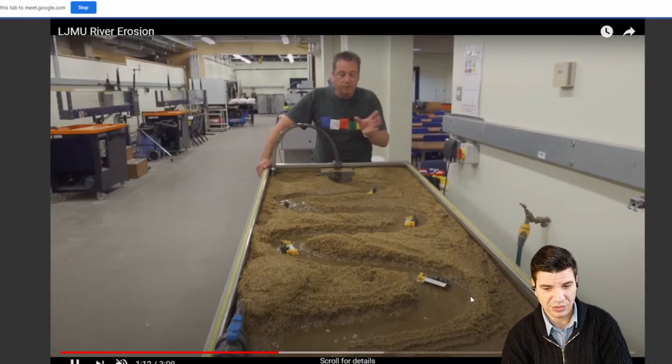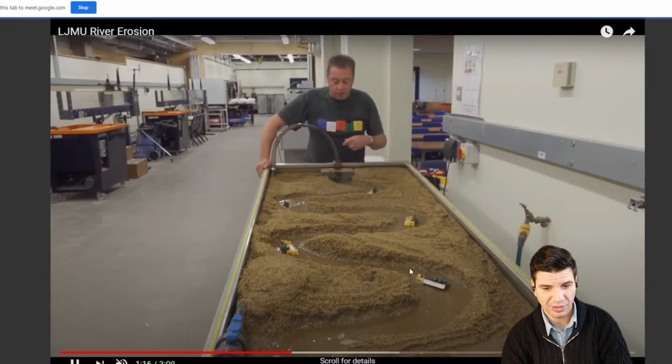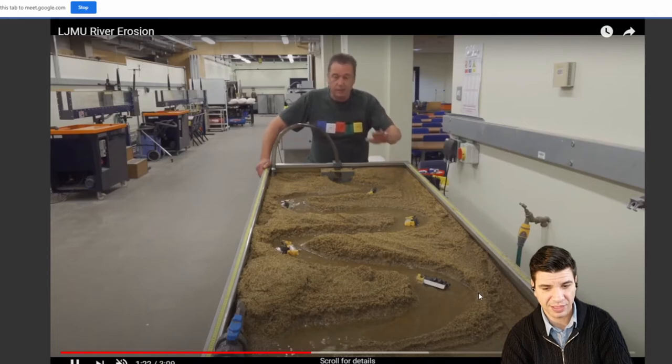And if you just watch, you can see this water is growing over here. This part is getting wider as this part on the inside is slowly getting larger. But this one's definitely getting eaten away at a much faster rate.